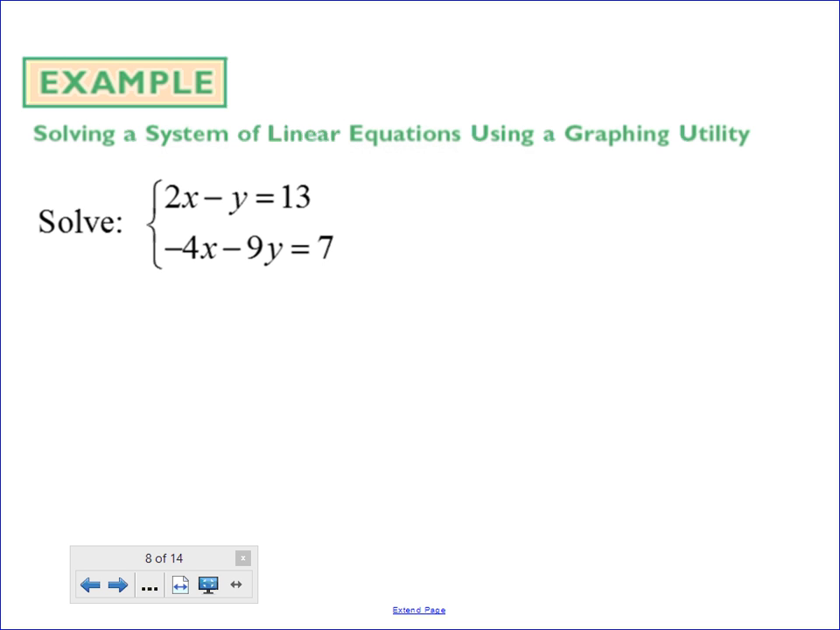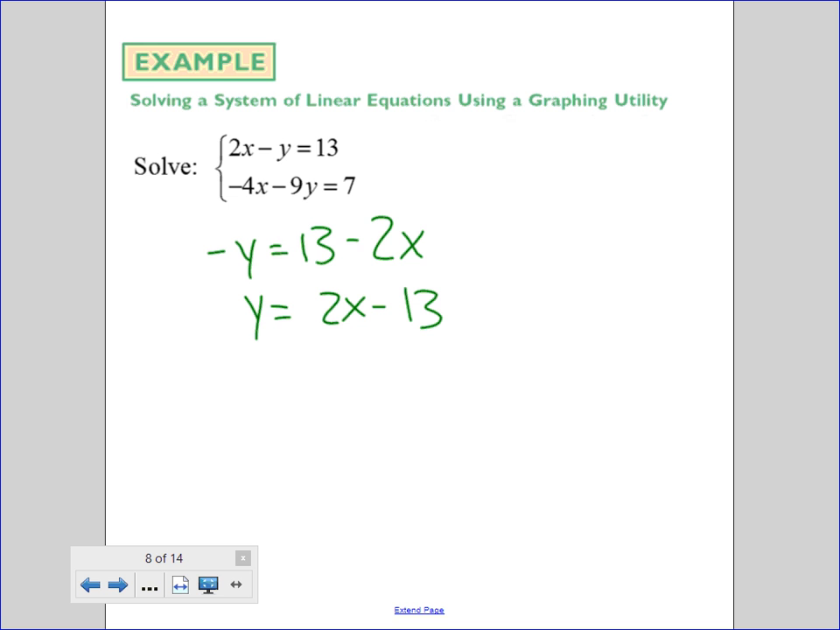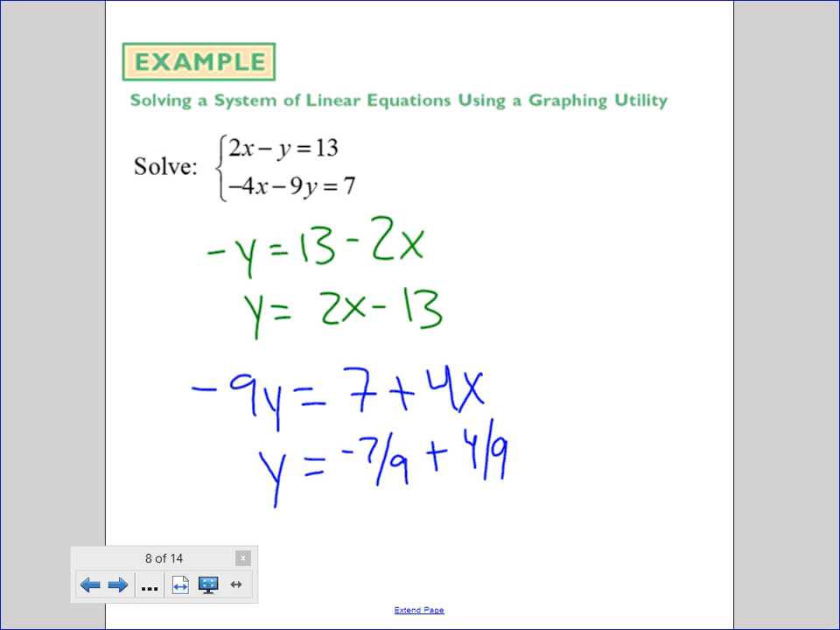I'll start with the top one. I get negative y is equal to 13 minus 2x, and then I divide by negative 1, so I get y equals 2x minus 13. Basically I just flip the sign of both of my terms on the right. The second one, I end up with negative 9y is equal to 7 plus 4x. And then I'll divide the entire thing by negative 9 so that I get y equals negative 7/9 plus 4 over 9x.